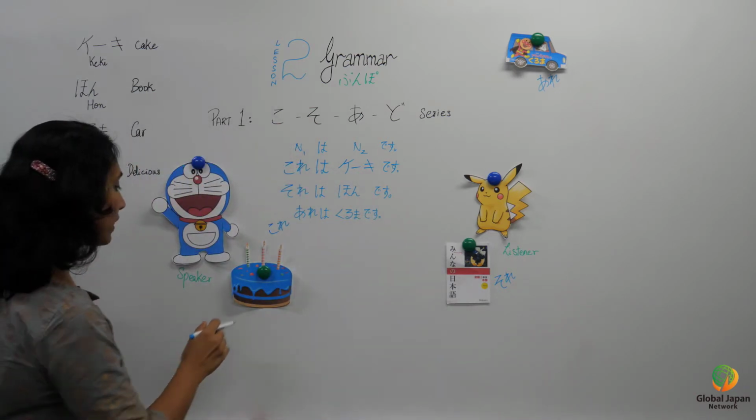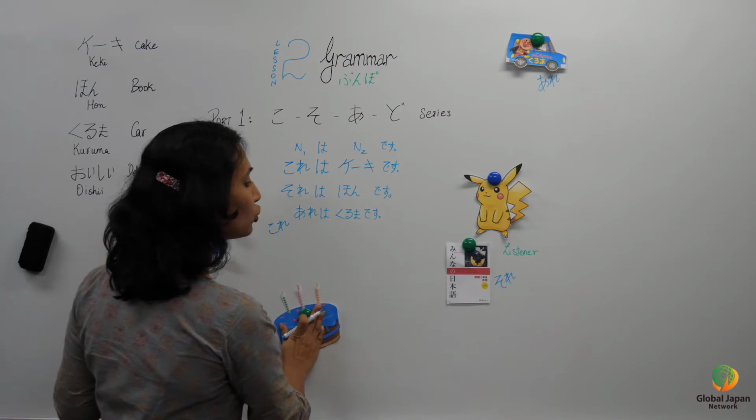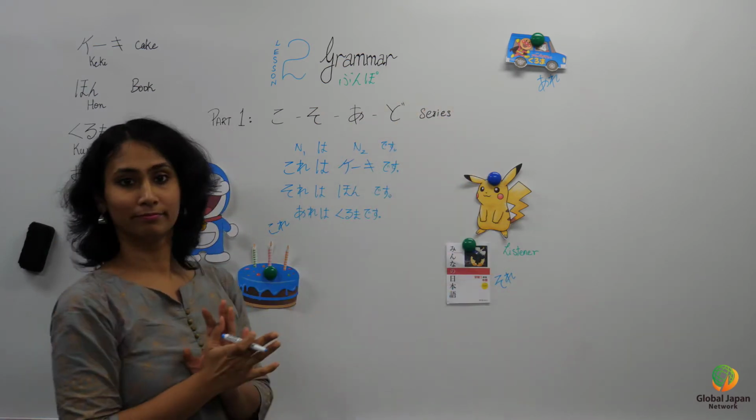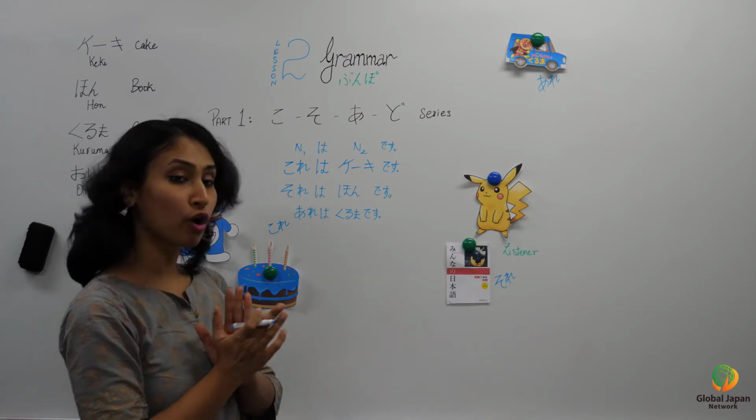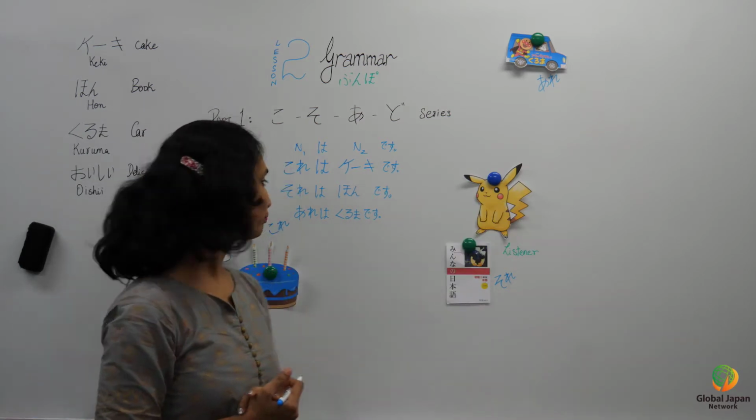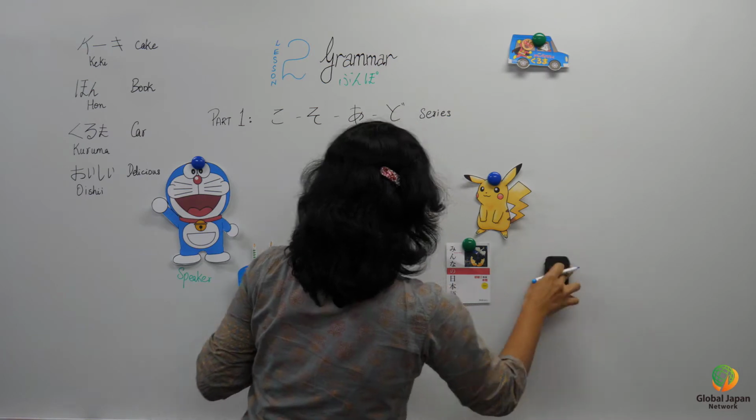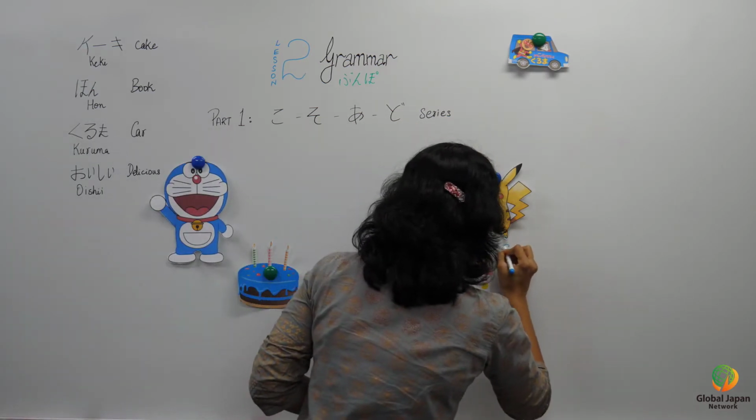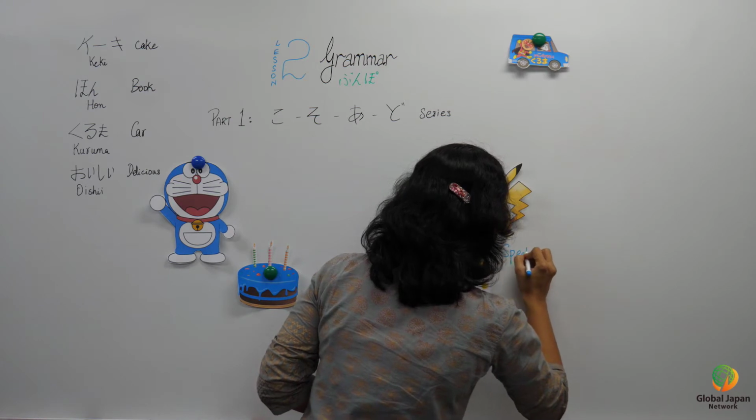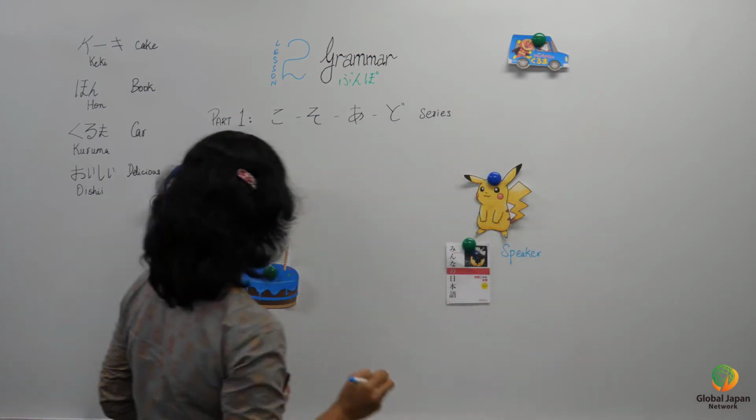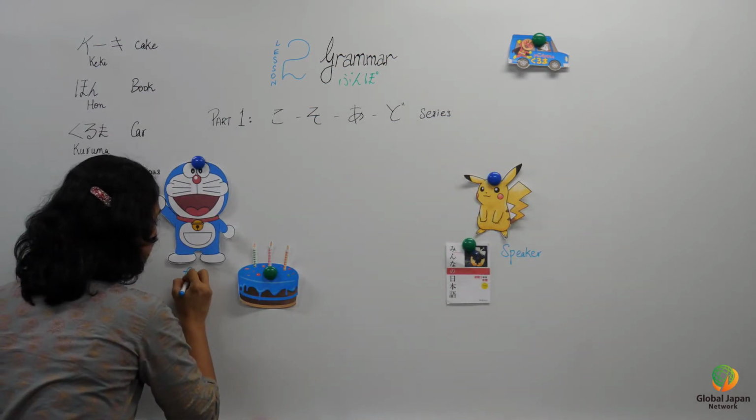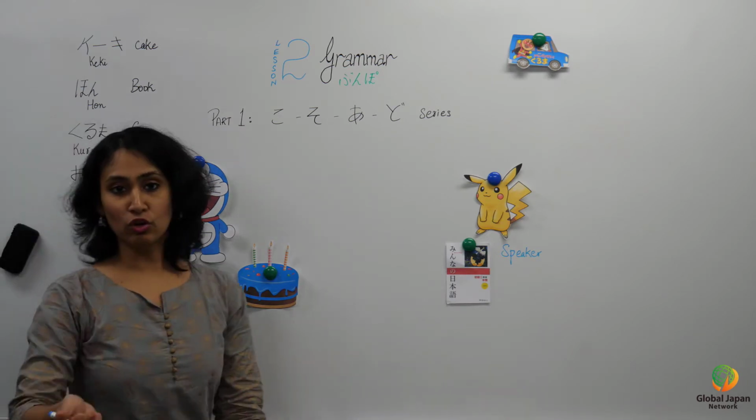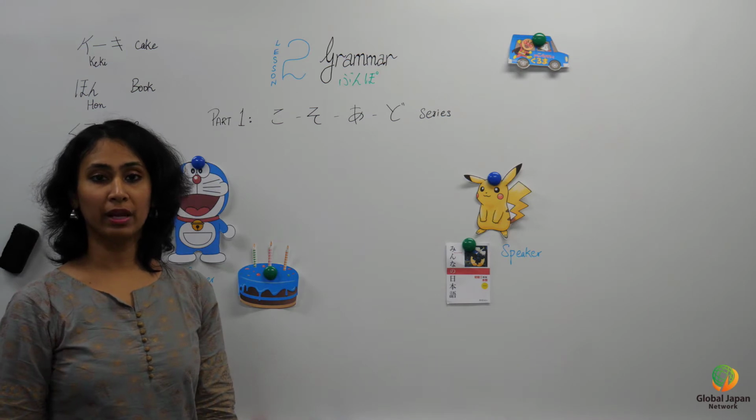Okay, so we'll do one thing. I want you to try framing out this whole background sentences from the viewpoint of Pikachu. I am now changing the role. Pikachu becomes the speaker and he becomes the listener. Can you try doing it? I will wait for a minute.